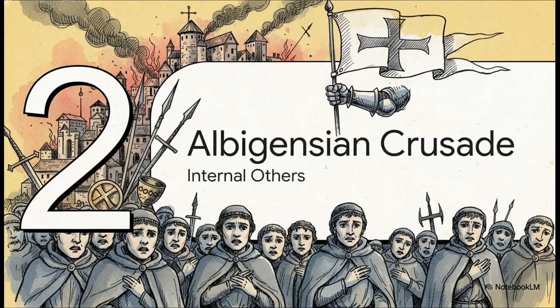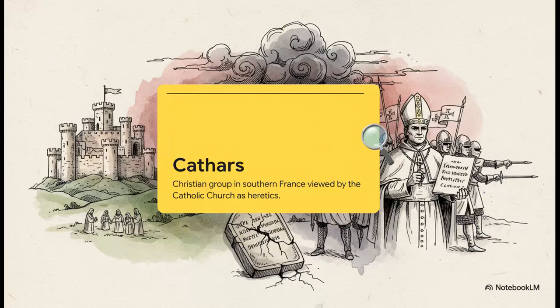Moving on to Part 2, the Albigensian Crusade, targeting the internal other in southern France. This specific campaign, which ran from 1209 to 1229, is widely considered one of the strongest medieval European examples of targeting an internal other. But to really grasp the violence, we need to know exactly who was in the crosshairs. The Cathars were a Christian religious group living down in southern France. The Catholic Church, however, viewed their specific beliefs as total heresy.